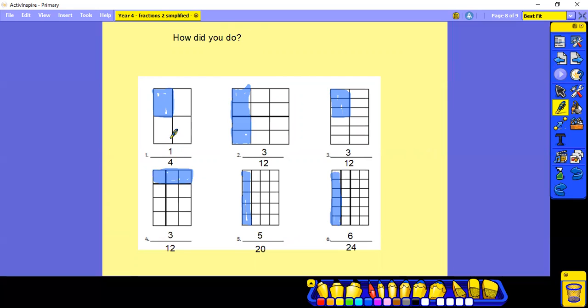So you can see here we had 1/4. 1/4 of this was 3/12. Again, this was 3/12 again, but coloured differently. And 3/12 again, but coloured differently, 5/20 and 6/24. I hope you got on okay with that.